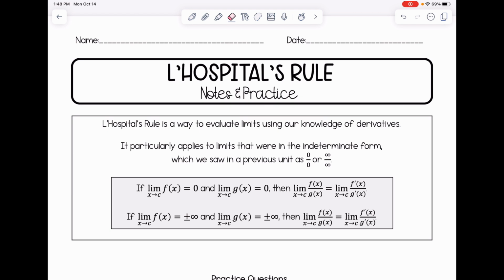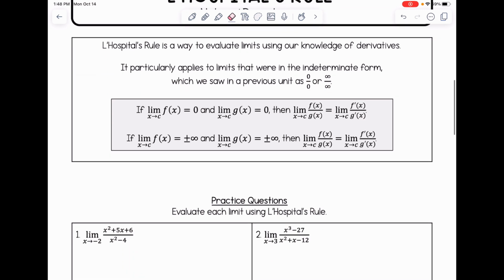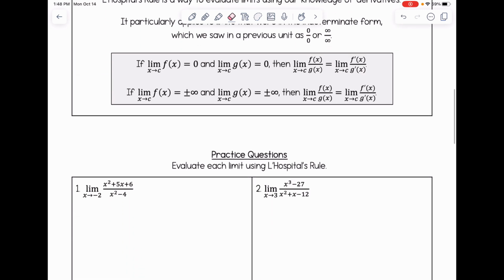If the limit as x approaches c of f of x is equal to 0, and the limit as x approaches c of g of x equals 0, then the limit as x approaches c of f of x over g of x is equal to the limit as x approaches c of f prime of x over g prime of x. And the same idea would apply if the individual limits were positive infinity or negative infinity. So basically, in order to use L'Hopital's rule, we have to ensure that these two pieces are true before we go ahead and actually apply the rule.